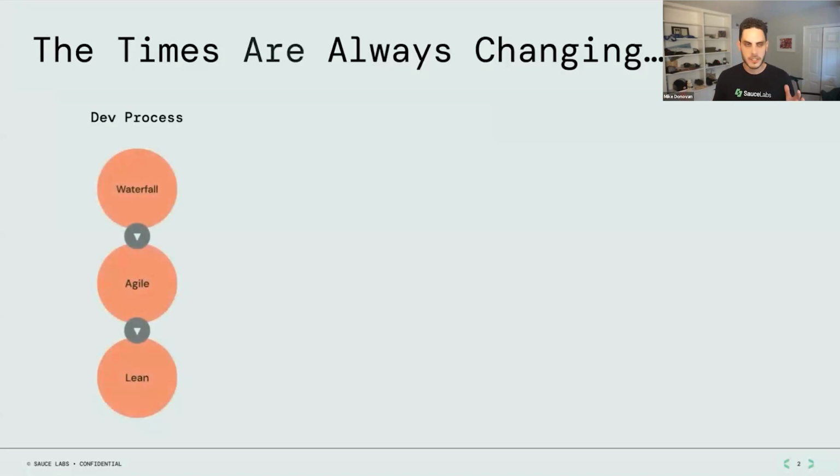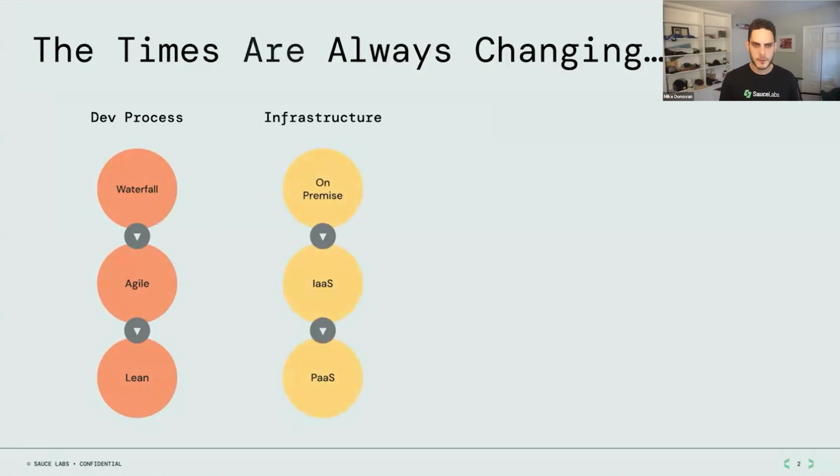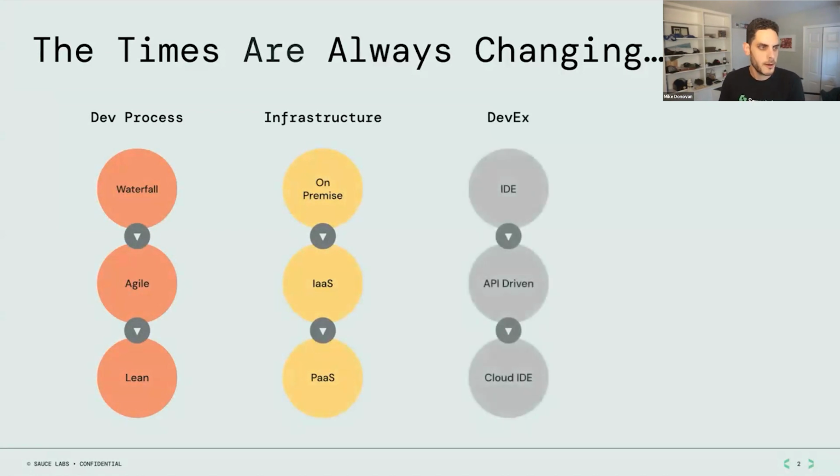There are some example changes out there. The dev process, right? Changing from waterfall to more lean kind of practices. Infrastructure changing, right? It used to be everybody would run things on premise, and now there's the public cloud providers and even platforms as a service where you don't even have to really understand DevOps too much. Even the developer experience has changed. You used to have IDEs. Even before that, it was just text editors. And now there's even collaborative cloud-based IDEs.